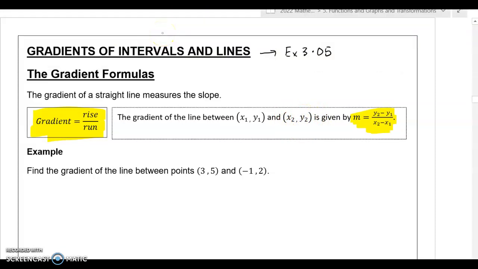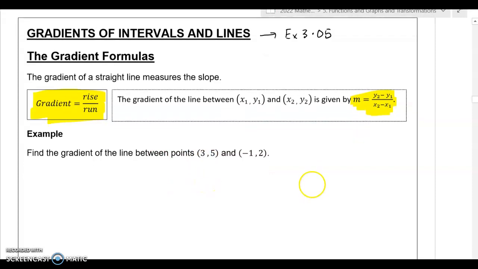Okay, so let's use that. Example says, find the gradient of the line between the points 3, 5 and minus 1, 2. So remember, gradient is m, gradient is slope, it's rise over run, but we're given 2 points. We're still doing rise over run. We're just finding the rise and the run slightly differently. We're going to do it as y2 minus y1 over x2 minus x1. Let's call this first point x1 and y1, and then we'll call this second point x2 and y2. So we're just going to put that into our formula.